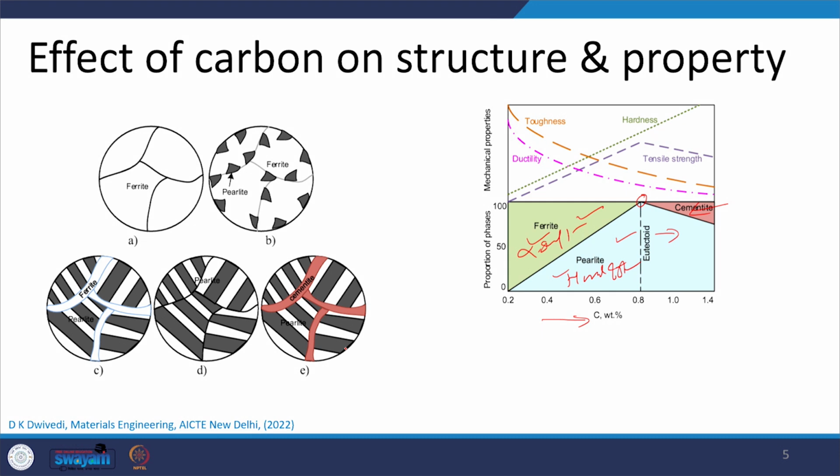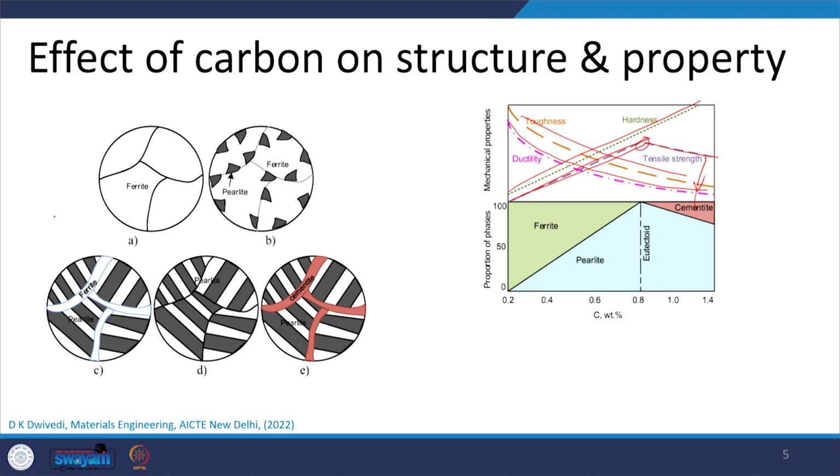What happens when the ferrite is decreasing and perlite is increasing is that hardness increases continuously, and strength increases up to the eutectoid point, and thereafter starts decreasing due to the formation of this weak cementite phase. But the formation of the hard and strong phases means a reduction in ductility and toughness. That is what we can see.